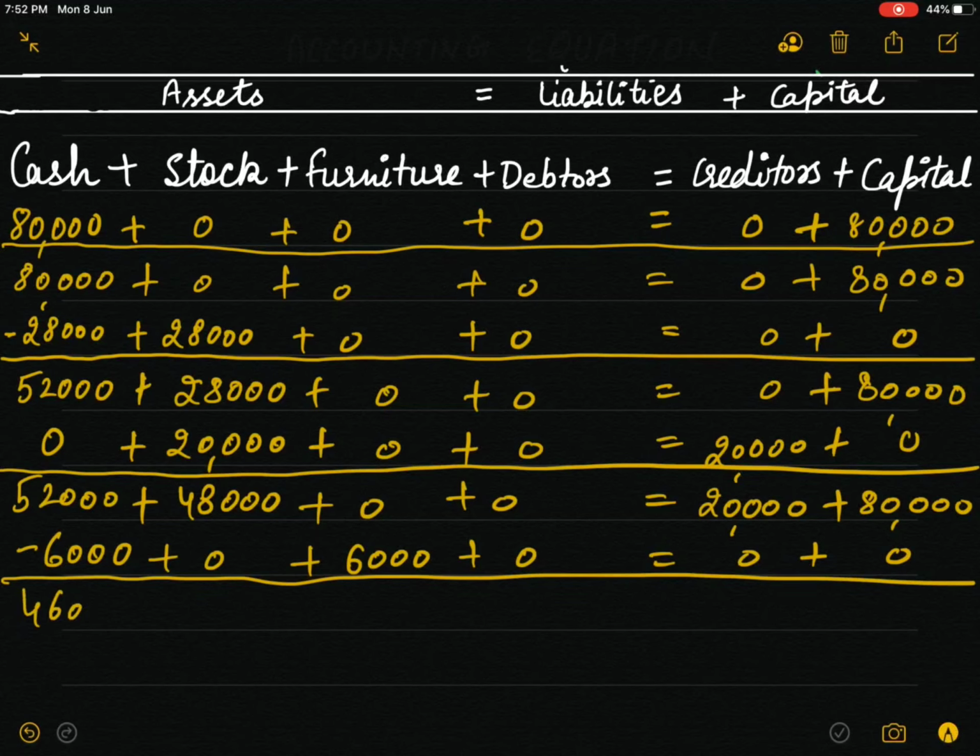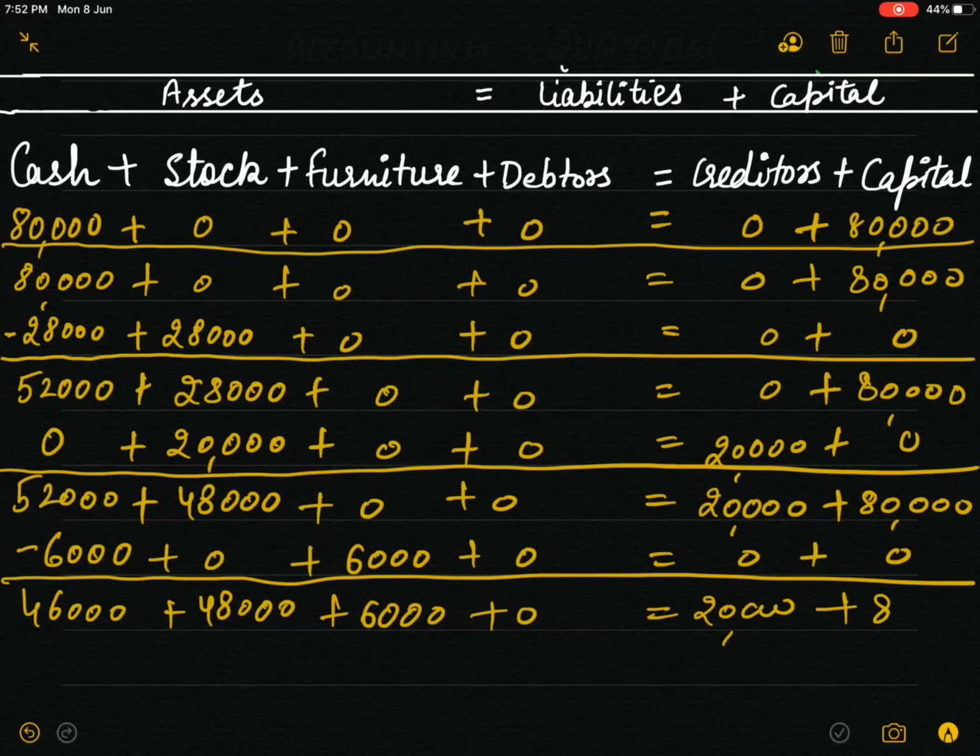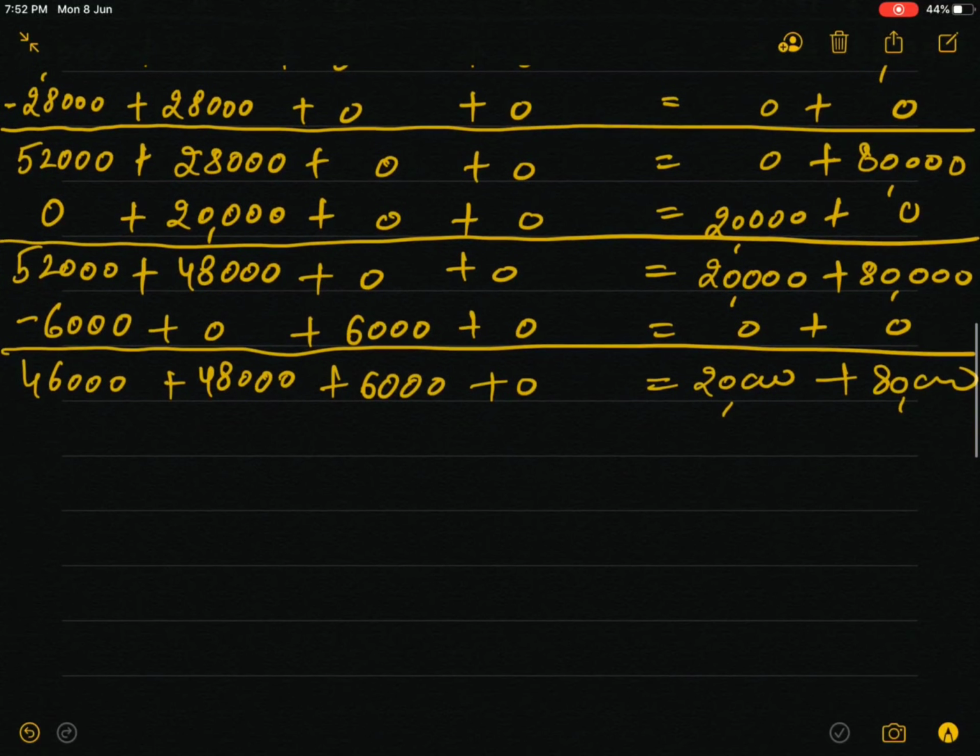Amount is 46,000, 48,000, 6,000, 20,000, 80,000. Total 46, 48, 6, is 1 lakh. 20,000 plus 80,000 is 1 lakh. Total is the same.